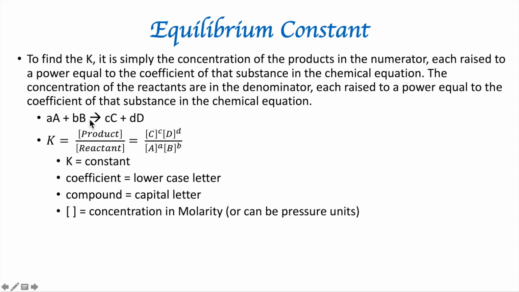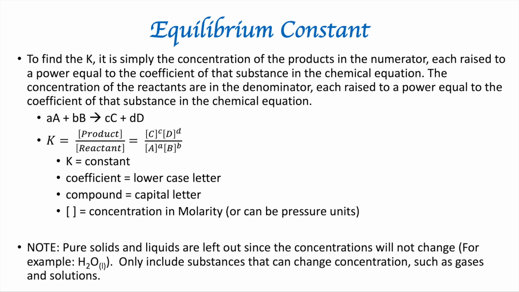So again, if you notice here, we're putting the products C and D on top, and each is raised to a power that's equal to its coefficient number. So C raised to the power of c, D raised to the power of d, all over your reactants, which is A raised to the power of a times B raised to the power of b. And what happens here is that this produces a constant value.